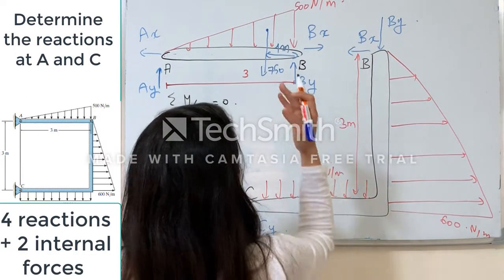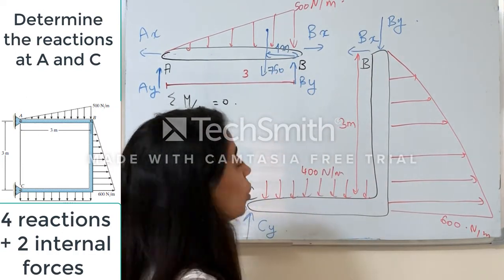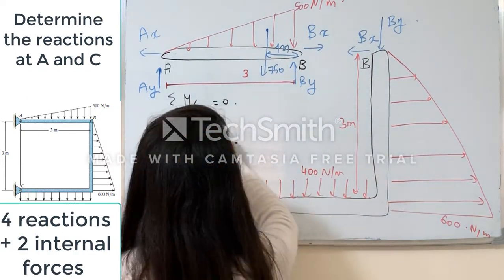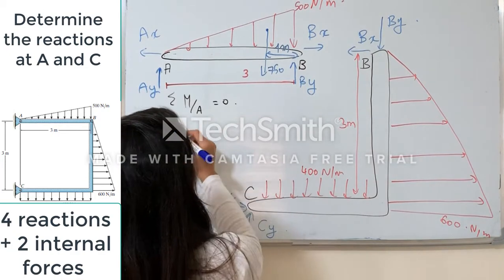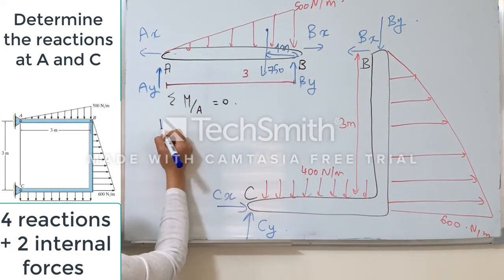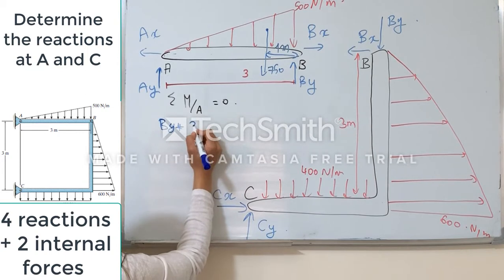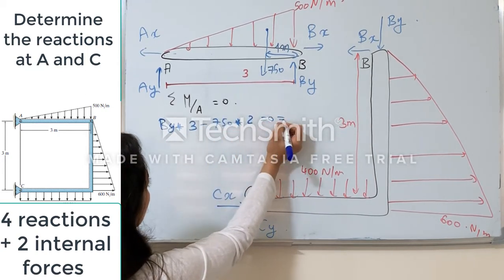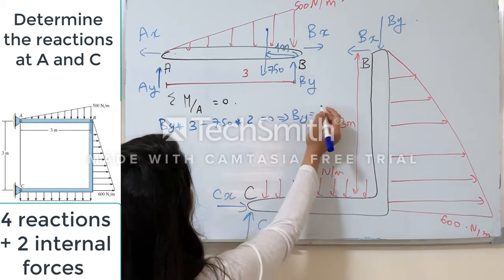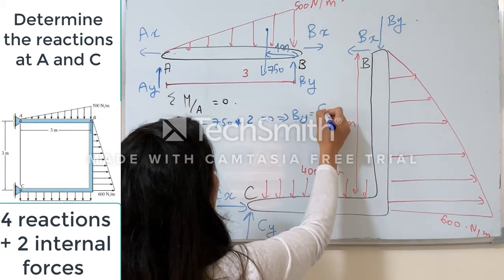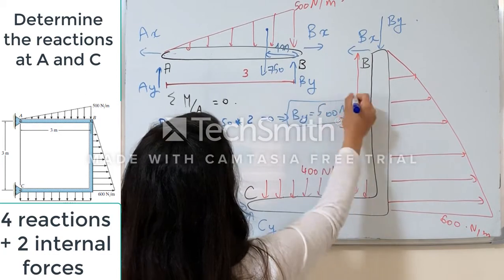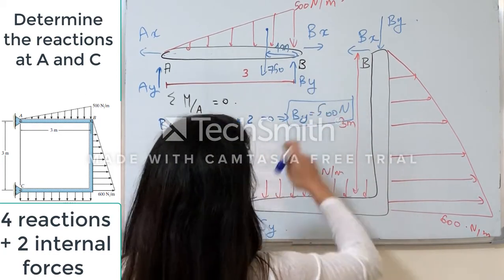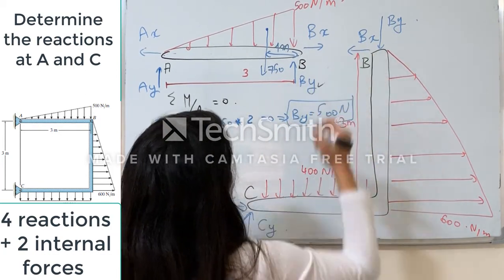Okay, so now I know the resultant force, so I can find the sum of moments around A. Basically, guys, it is By times 3 minus 750 times 2, and this is equal to 0, which means I can find By, which is basically 500 Newton, and By is in the positive direction, so this direction is correct.